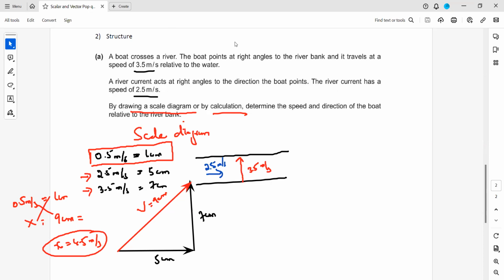And then determine the angle, or the direction, of the boat relative to the river bank. Because this is the river bank, we need this angle.